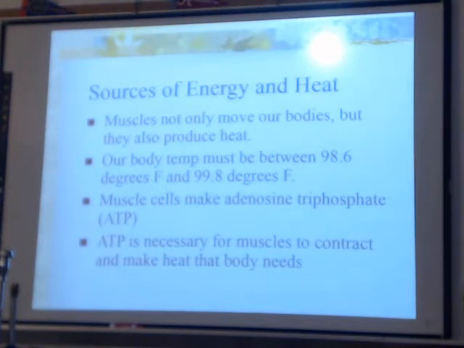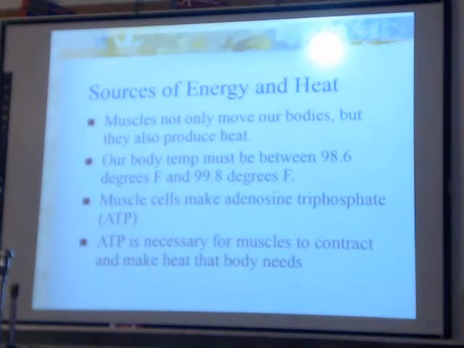So remember, I talked about this earlier, how muscles are a source of energy and heat. The more muscle mass you have, the warmer you are. If we have a higher percent of body fat, we actually tend to be a little colder in nature. Our body temperature should be between 98.6 and 99.8. It just kind of depends on muscle mass. It depends on a number of things.